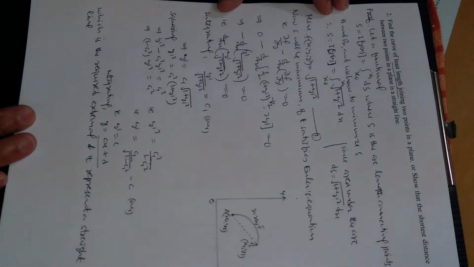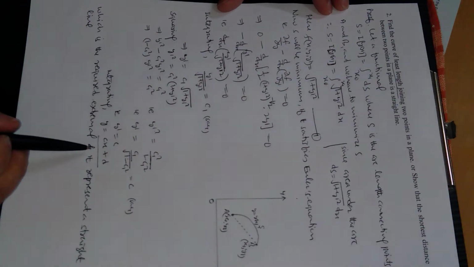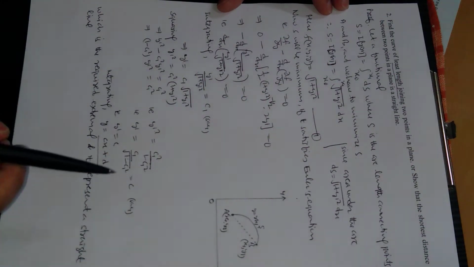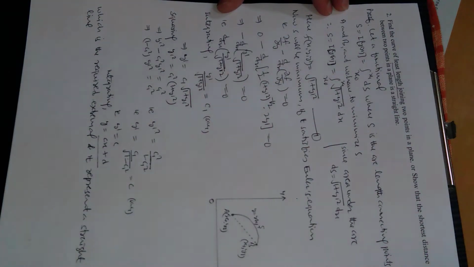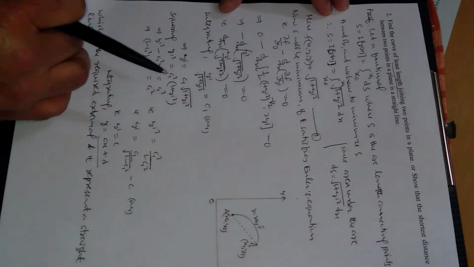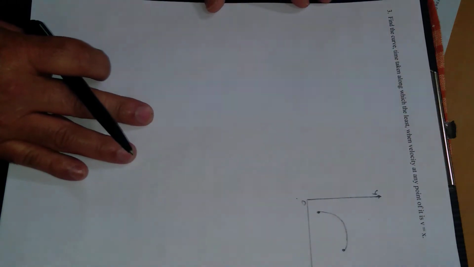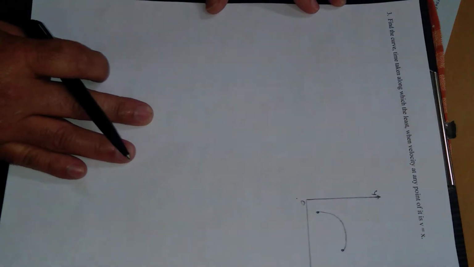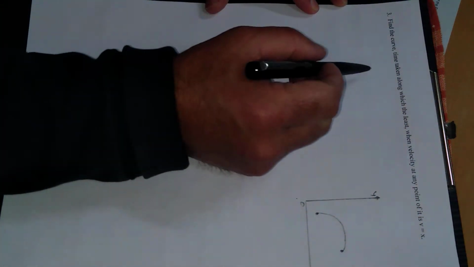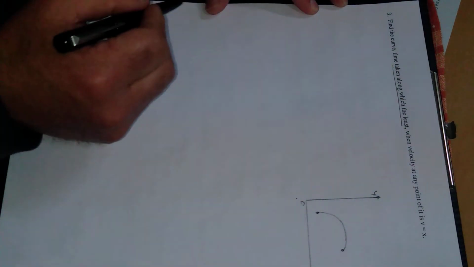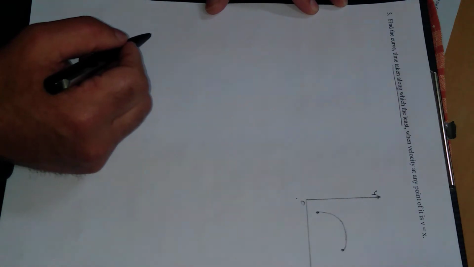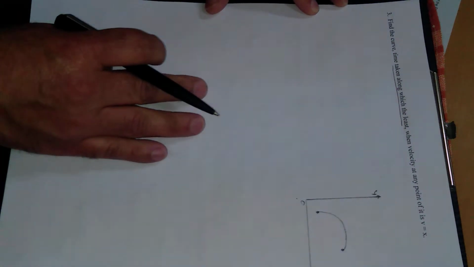This is the extremal of the given functional, or the shortest distance between 2 points in a plane is a straight line. Y is equal to cx plus d, right? So now take another example. Find the curve along which time taken is least when velocity at any point of it is v is equal to x, right?